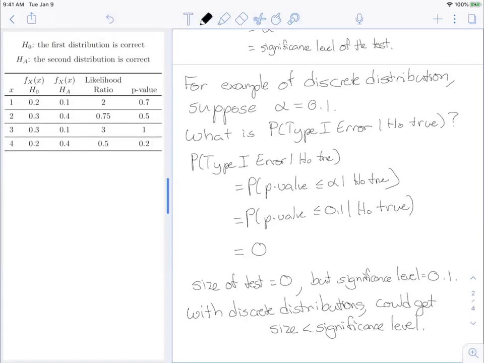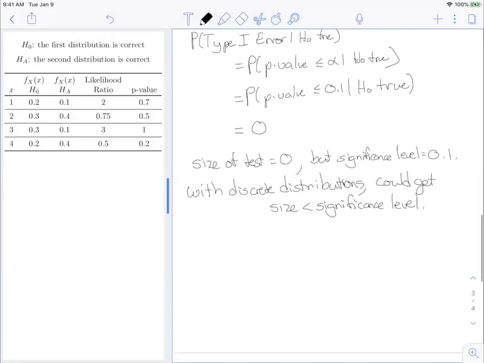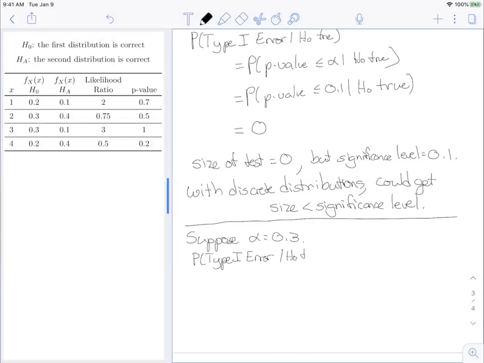I want to have one more example of a significance level and a size of a test with this example. So here, let's suppose that alpha equals 0.3. And again, I want to find the probability of a type 1 error, so the size of the test. This is now going to be the probability that the p-value is less than or equal to 0.3, given that the null hypothesis is true.